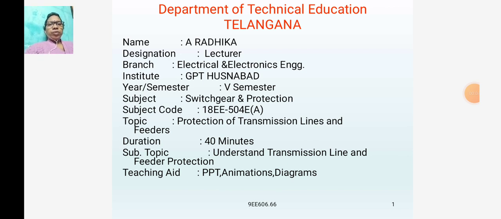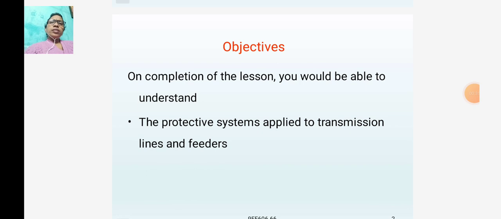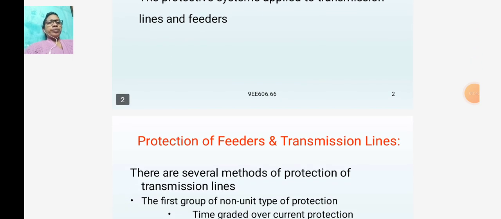In this, we are going to discuss the protection of transmission lines and feeders. So this is the topic we are going to discuss today. Under this, we are going to understand transmission line and feeder protection, actually how we can use transmission line and feeder protection. So today the main objective is the protective systems applied to transmission lines and feeders.